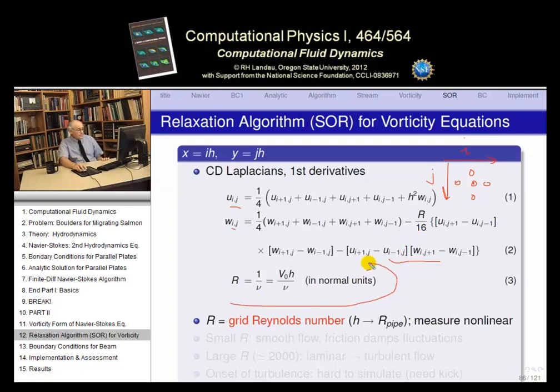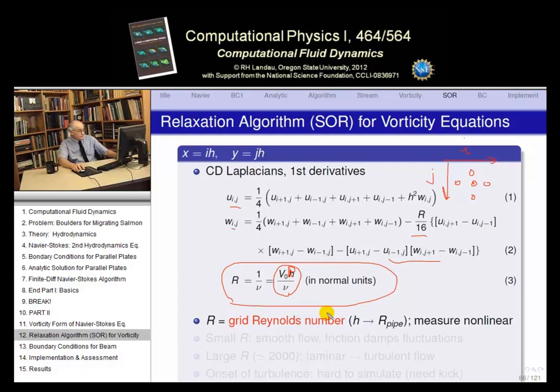This combination of constants, R, 1 over mu here, but in normal units, it's the initial velocity times h divided by the viscosity. So that's what the constant is. This was just in units when we wrote down the equation. This is called the Reynolds number. In this case, it's called the Reynolds grid number because h depends on the size of the grid. If h became a constant like the size of a pipe, R here would be the actual Reynolds number for fluid traveling through a pipe. So the Reynolds number, R, is a measure of the nonlinearity of our equation. If you look at where R comes in, it's in these product terms. So large Reynolds number means that we have a highly nonlinear system.